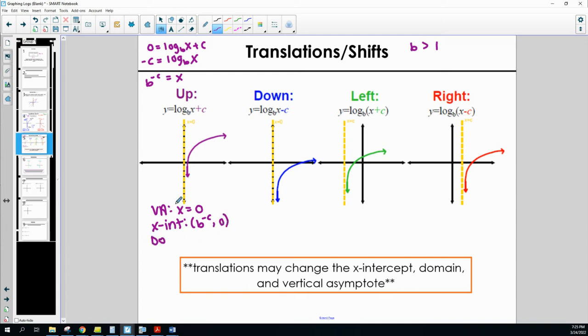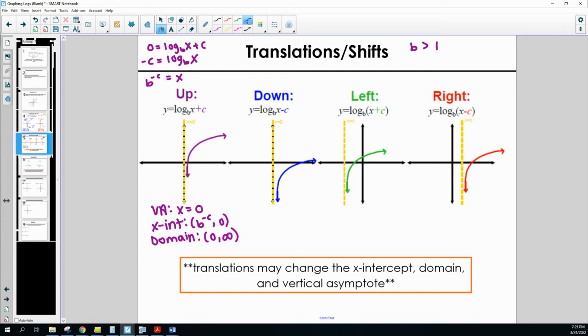The other thing that can change, now for these problems, I'm only doing the things that might change. So the domain will be 0 to infinity. That didn't change because the graph moved up, which didn't affect the vertical asymptote changing.